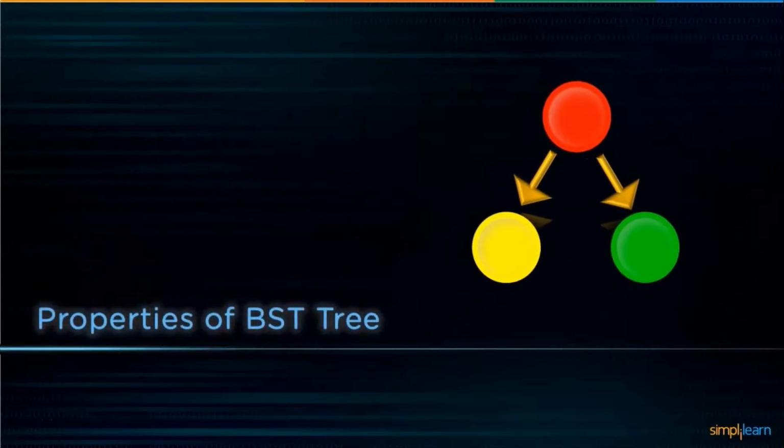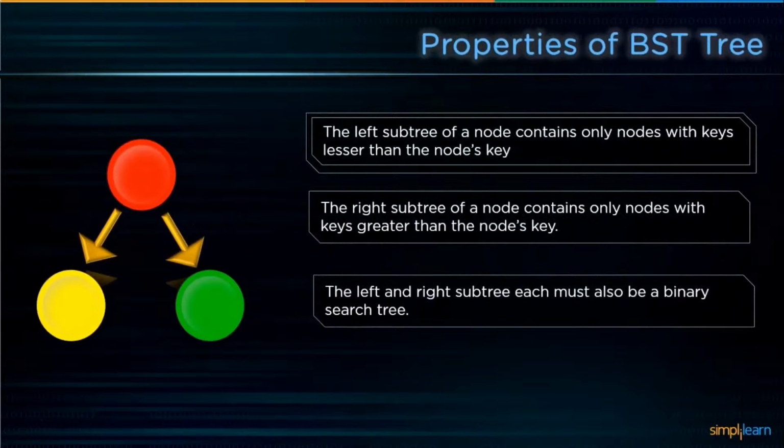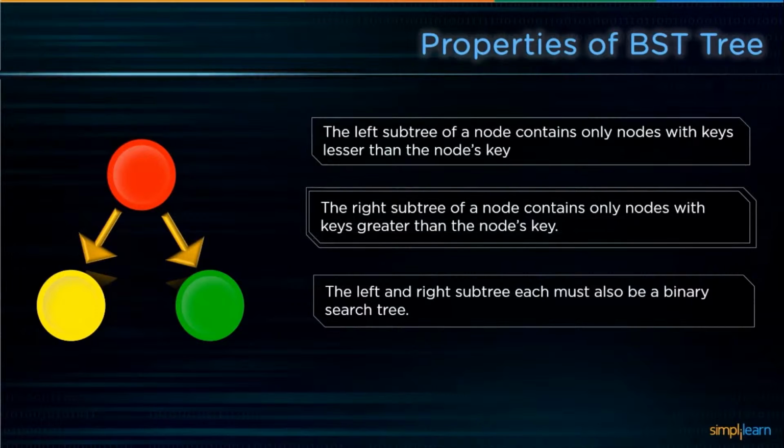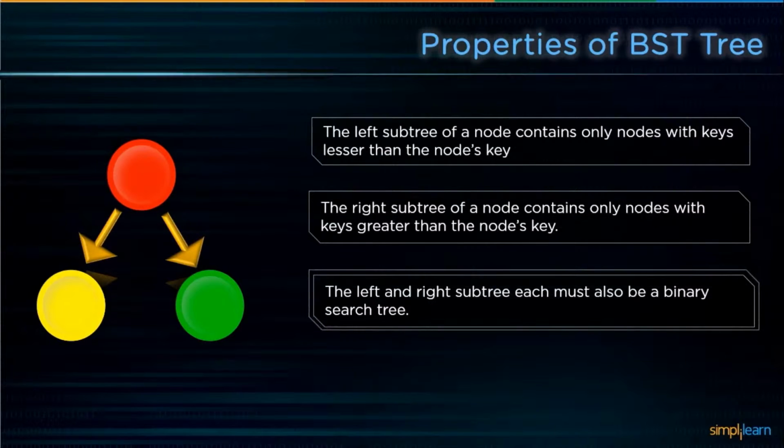Next up, properties of binary search tree. First up, the left subtree of a node contains only nodes with keys lesser than the parent node. Next up, the right subtree of a node contains only nodes that are greater than the parent node. The left and the right subtree each must also be a binary search tree.